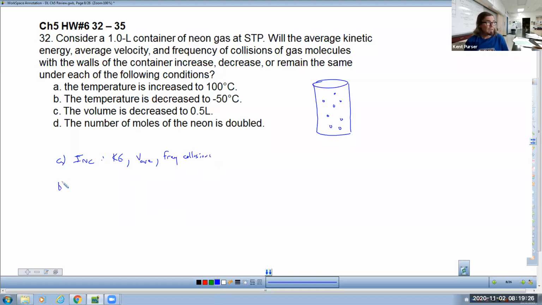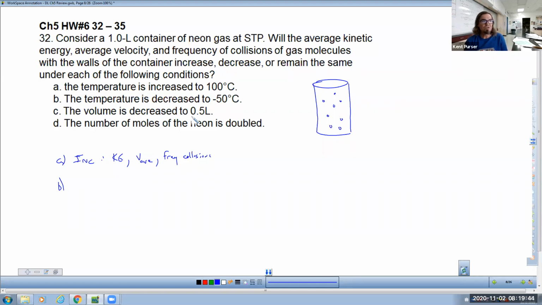Okay, letter B. The temperature is decreased to -50. I'm going to do just the opposite. Everything here is going to decrease. The kinetic energy decreases because they're at a lower temperature. Velocity then decreases. Frequency of collisions decreases because if they're moving slower, they're not going to collide as often.